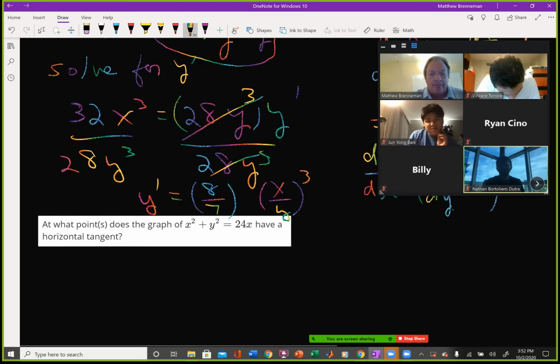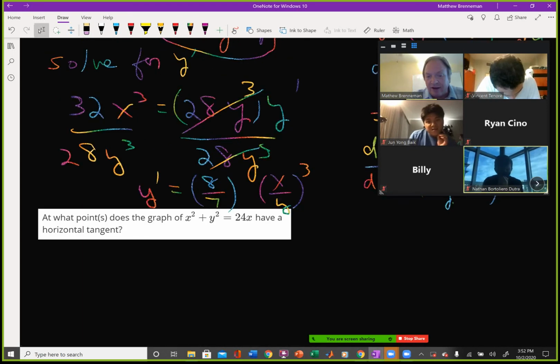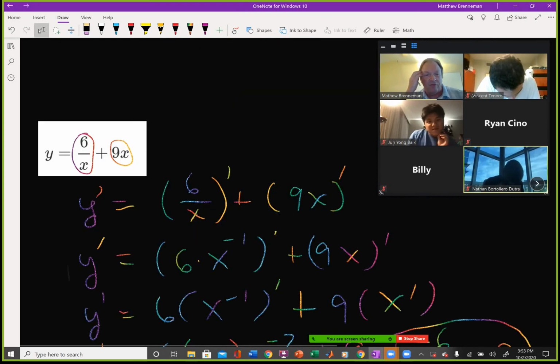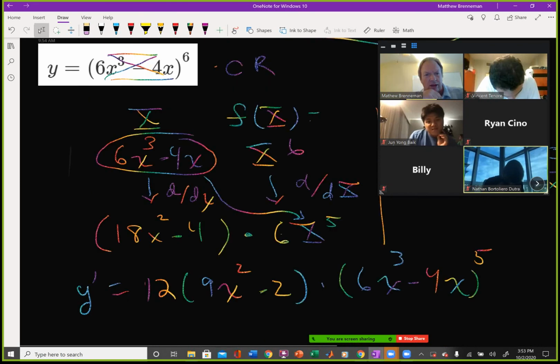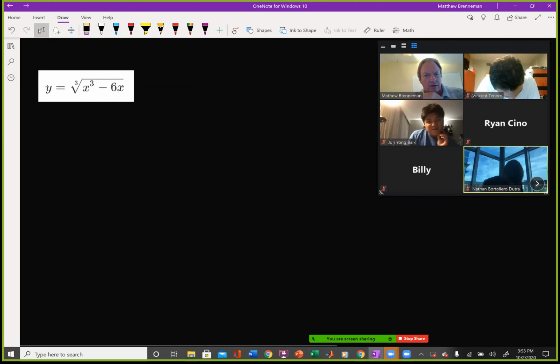At what point does the graph x squared plus y squared is equal to 24x have a horizontal tangent? I think I missed a problem. Hold on a second. No, I didn't. Okay. I thought there was a problem before that.